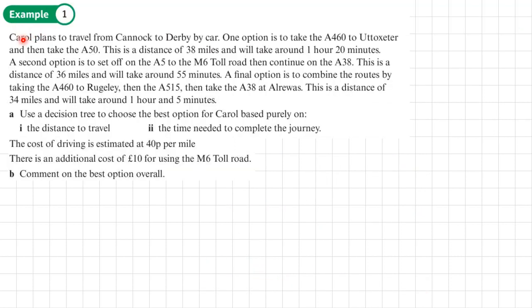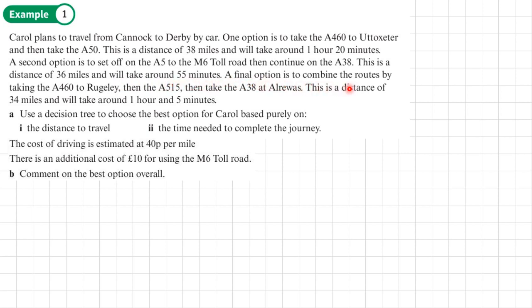Example 1. Carol plans to travel from Cannock to Derby by car. One option is to take the A460 to Uttoxeter and then take the A50. This is a distance of 38 miles and will take around 1 hour 20 minutes. The second option is to set off on the A5 to the M6 toll road, then continue on the A38. This is a distance of 36 miles and will take around 55 minutes.